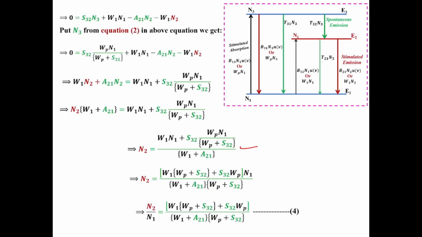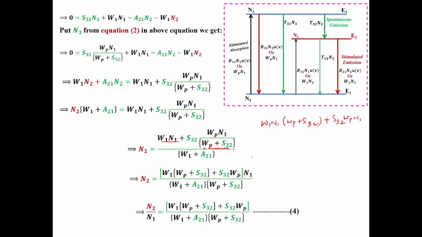We just added these two terms, so WP plus S32 will be multiplied with this term plus S32 WP_N1 by WP S32. Already this term is there, so in the denominator we have to write this one, W1 A21 and this term WP S32. Here when I multiply this term with this one, we can find W1 N1 into WP S32 plus S32 WP N1, right?